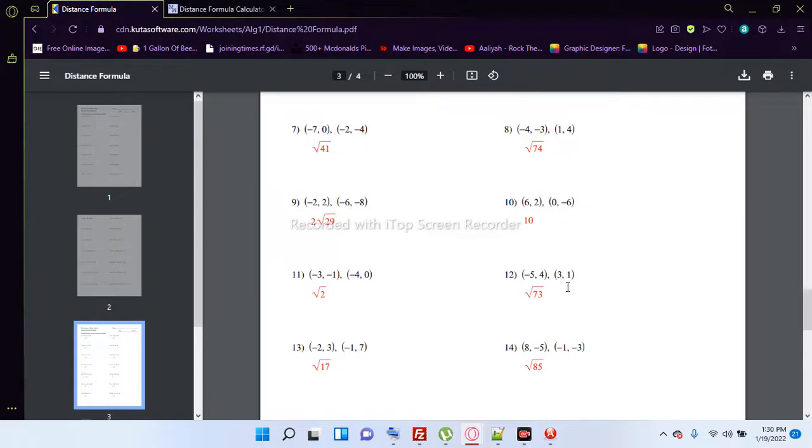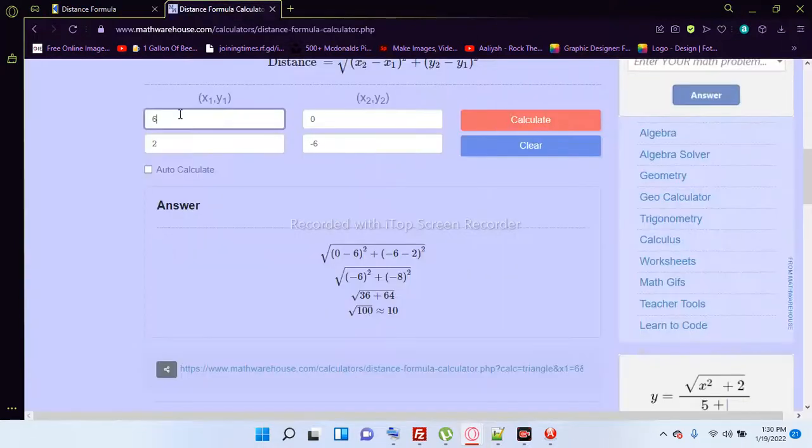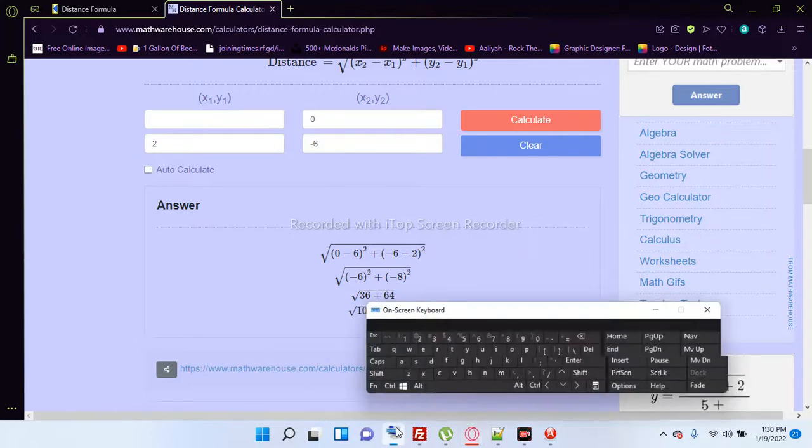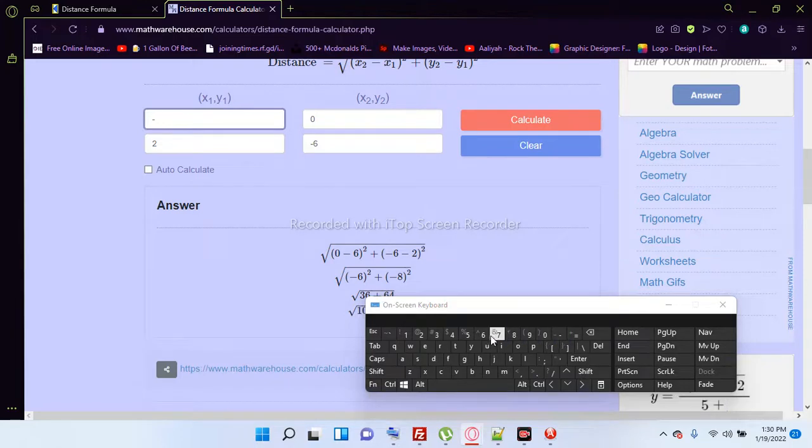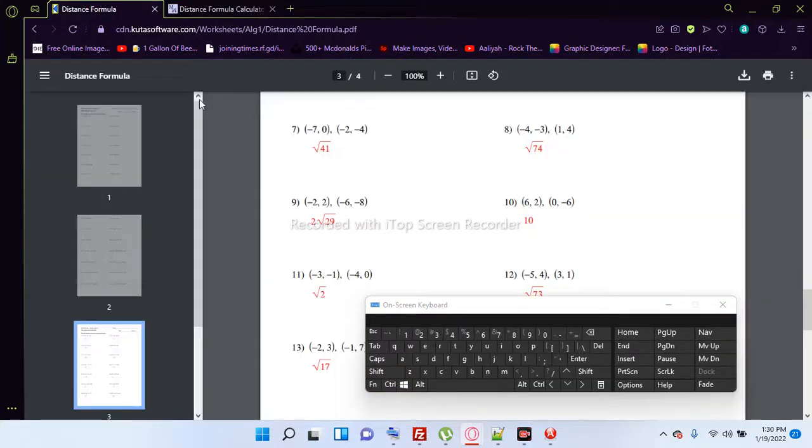Negative 5 over 4, 3 over 1. Okay? Negative 5 over 4. That's how you get it. That's how you do it. Negative 5 over 4. Negative 5. And you fight back with that calculator. Over 4.